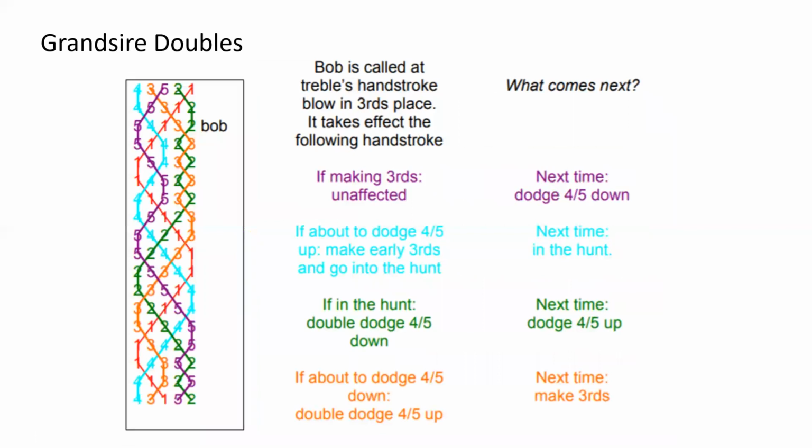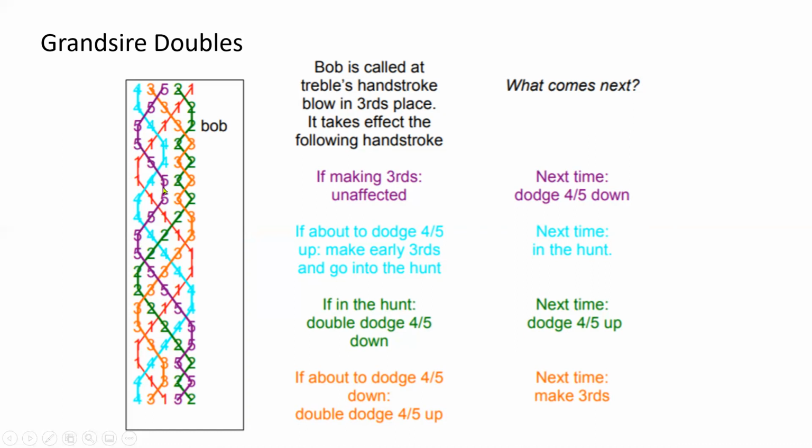Let's have a look at Grandsire Doubles. Grandsire Doubles is slightly more complicated in that we have bobs and singles. Bobs alone weren't enough. What we see also is that the bob is called slightly earlier and it takes effect slightly earlier. So let's have a look at the bell that was going to make thirds at the lead end. It still does at the bob.